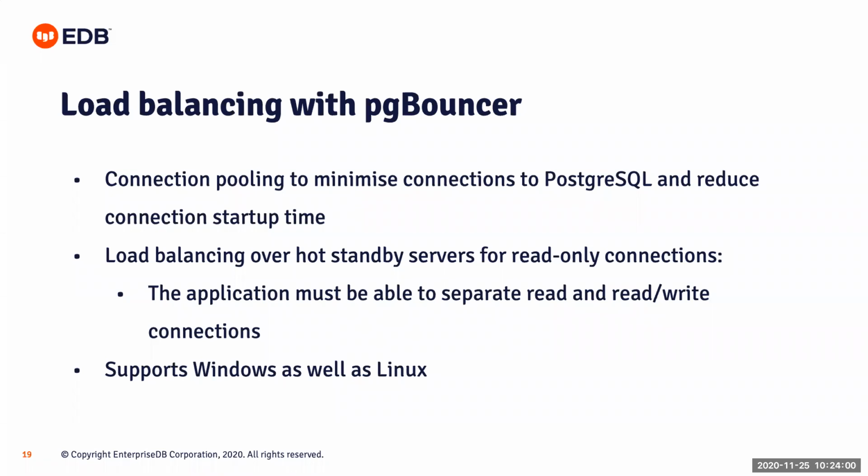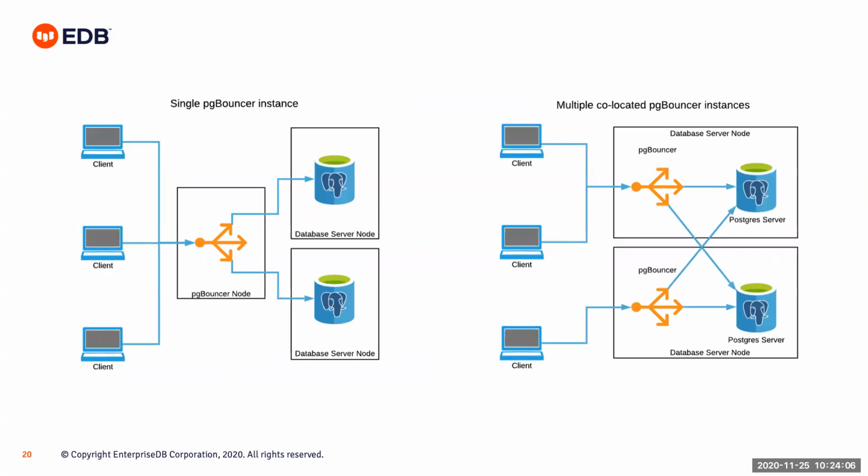PG Bouncer is installable on Windows and it's installable on Linux. And it looks like this. In this case, we have a single PG Bouncer instance, and we have set up a read-only connection down here and read-write connections to this one. And the clients connect to the PG Bouncer instance and then lease a connection from there. In this case, of course, you have a weak chain because you only have one PG Bouncer instance. So if that server fails, then you have nothing to connect to the database.